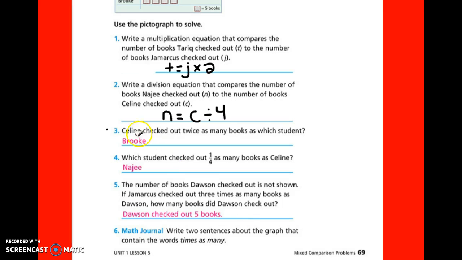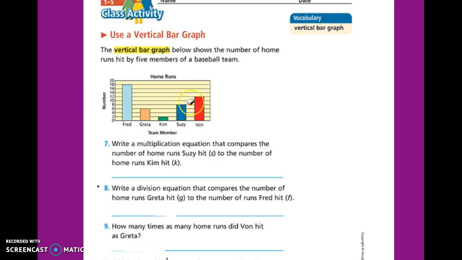All right, great work. Now let's look at a vertical bar graph. The vertical bar graph below shows the number of home run hits by 5 members of a baseball team. All right, again, really important to look at all aspects of the graph before you start answering questions about it. So I'm going to read the title, okay? It's home runs. And look over here. This is the number, so this must be the number of home runs that the person hit. And this is the team member, and it's all of their names. So the team members, and this equals the number of home runs each person hit.